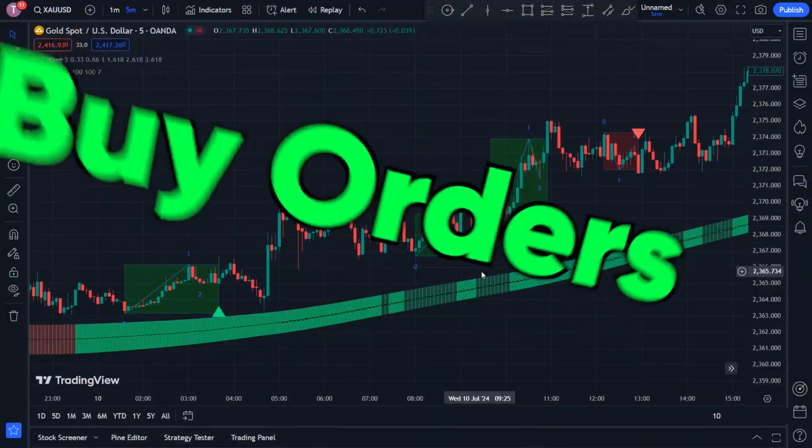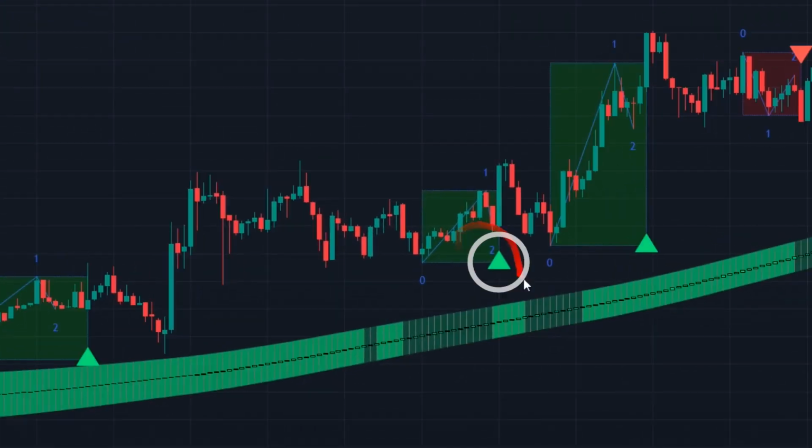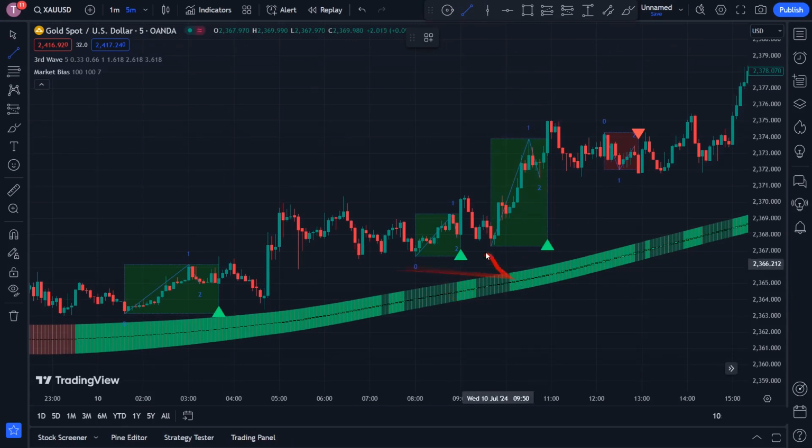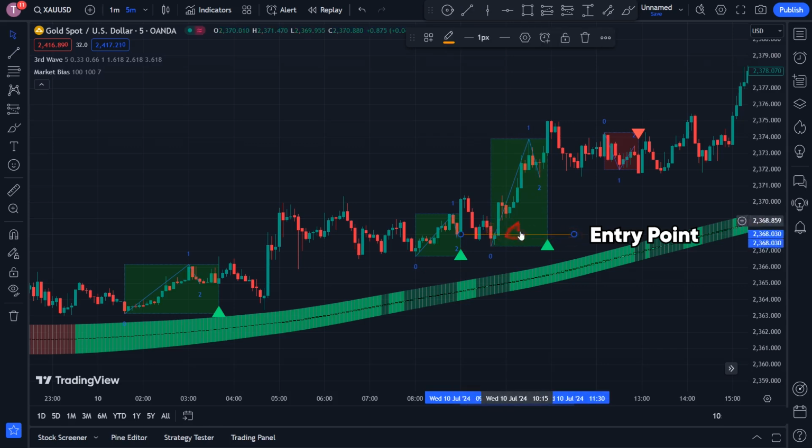Let's start with buy orders. First, look for a green triangle on the chart. We consider this triangle as a buy signal. Next, make sure that the price is above the green market bias band, which means we are in an uptrend and can expect the price to rise. Once you have checked these two conditions and both are met, you have found a suitable entry point for a buy trade. Now, it's time to consider a stop loss for our trade.